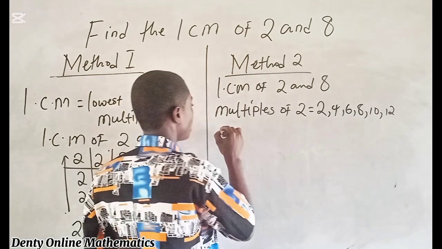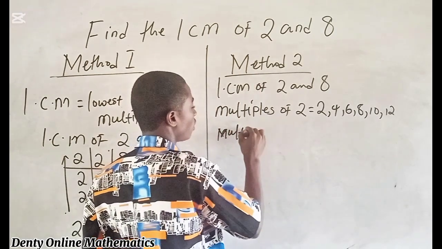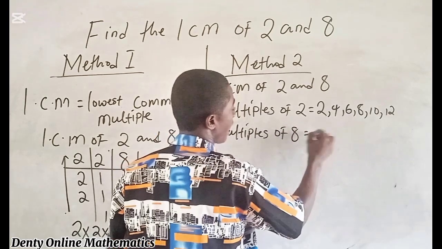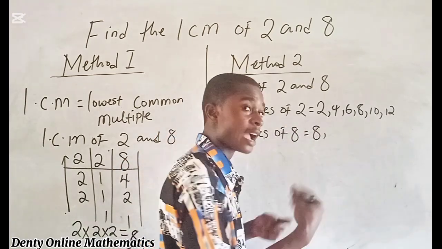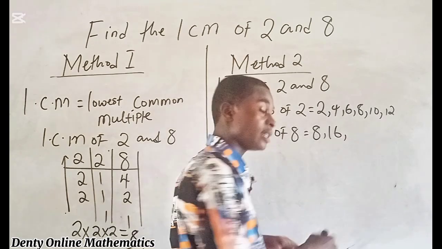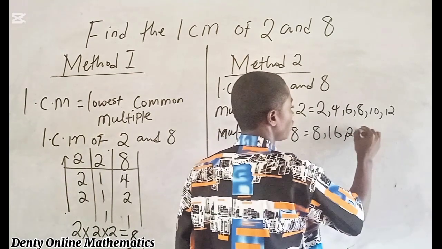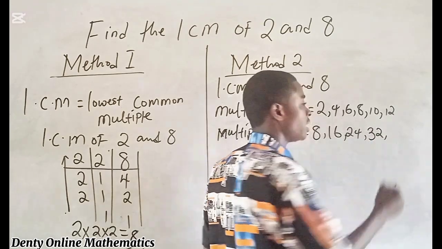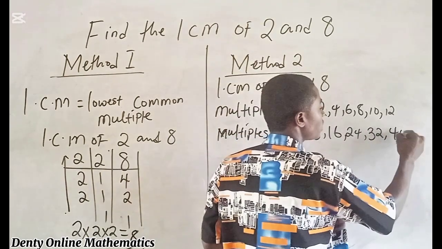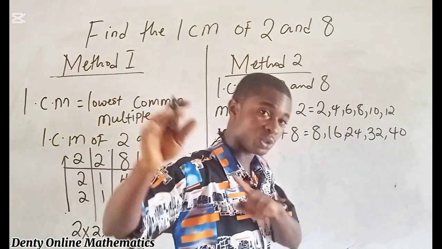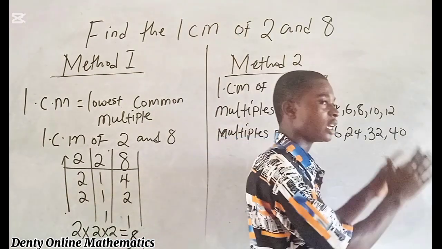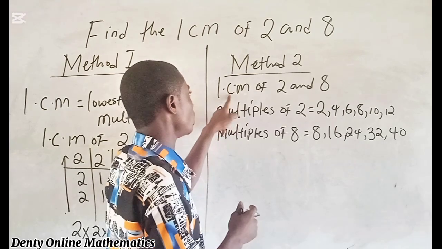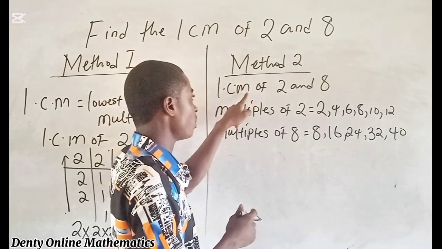2. Now, what are the multiples of 8? So multiples of 8 are 8. If I add 8 again, 16. If I add 8 again, 24. If I add 8 again, 32. If I add 8 again, 40. Like that, it continues. Those are the multiples of what? 8. So I'm done with what? M. Now, the next thing is what? Common. You know, this lowest common multiple. We are done with the multiples now.